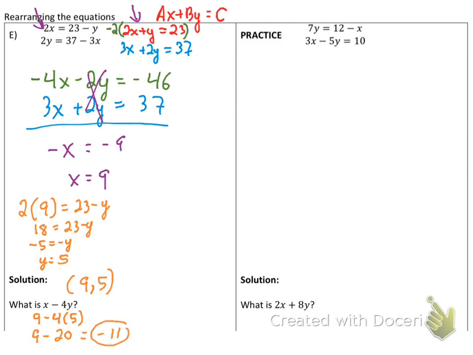Okay? So you might see that type of question on quizzes, tests, the SAT, something like that, where you have to find your solution and then you have to use that solution in order to evaluate an expression. Okay? So go ahead and try out the practice problem. Rearrange it first to get them into standard form, and then pick a variable to eliminate and solve using elimination.